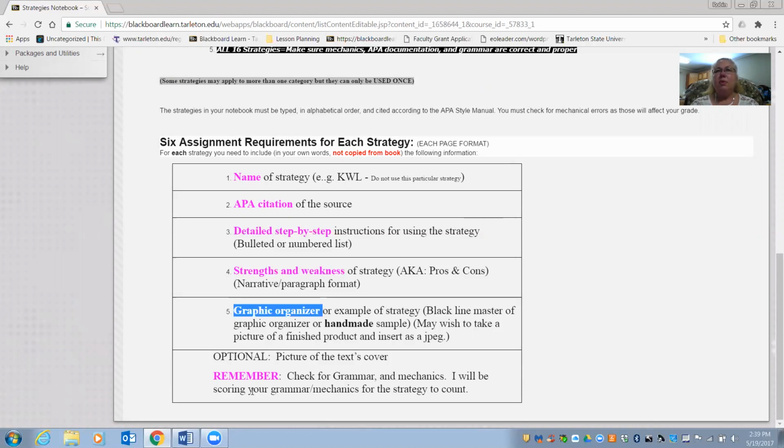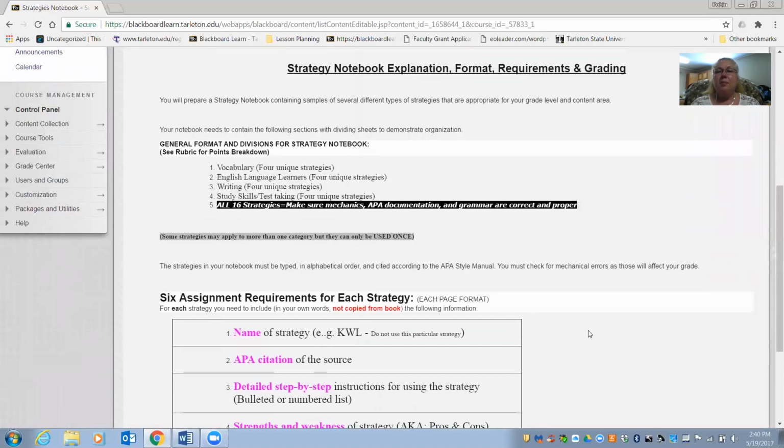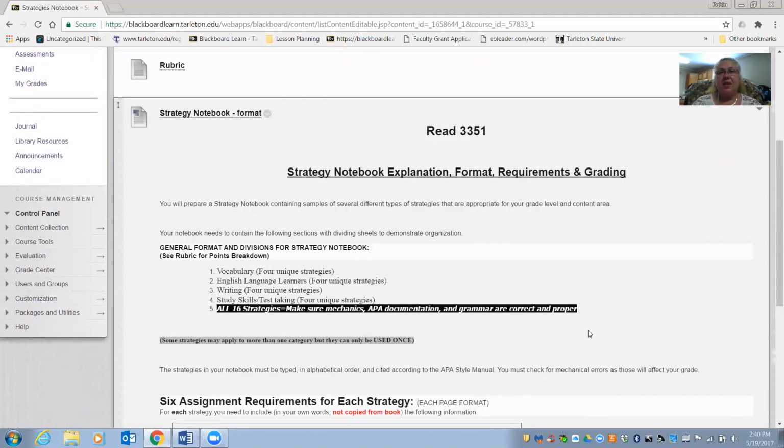And then always remember, check for grammar. You need to check your grammar, your mechanics, and your punctuation, because I do look at those as I'm scoring, because you are our future role models to our students, to our future, to my grandchildren, okay? If you're teaching any of my grandchildren, I want you to be the very best and not be role modeling incorrect spelling and incorrect punctuation. All right?